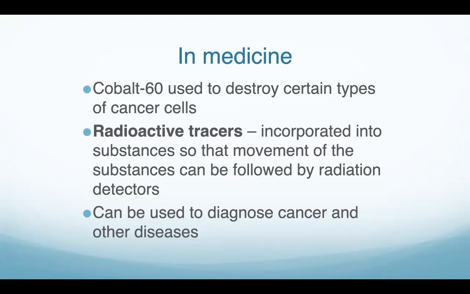So the bacteria would be at the bottom with the genetic material from the virus, and then the viral coat would be at the top because it would be lighter. And they use radioactive tracers to be able to follow. So that's why it says incorporated onto substances so that the movement of the substances can be followed by radiation detectors.